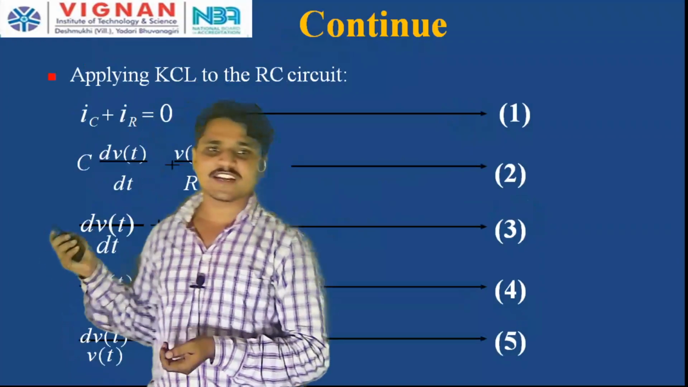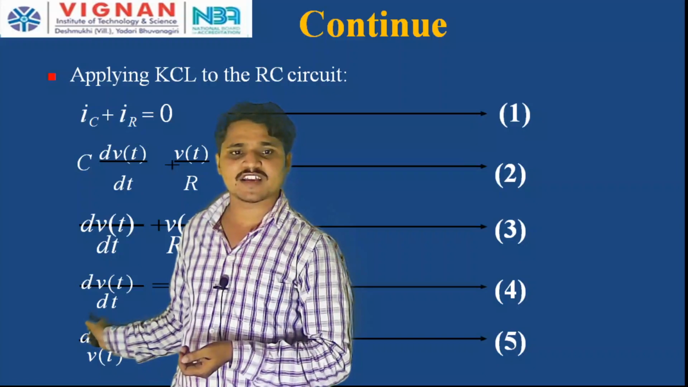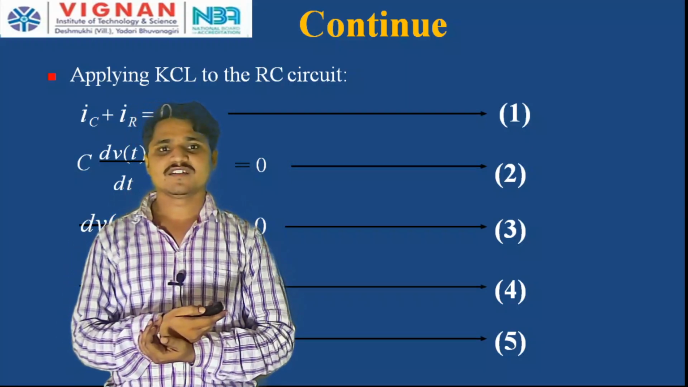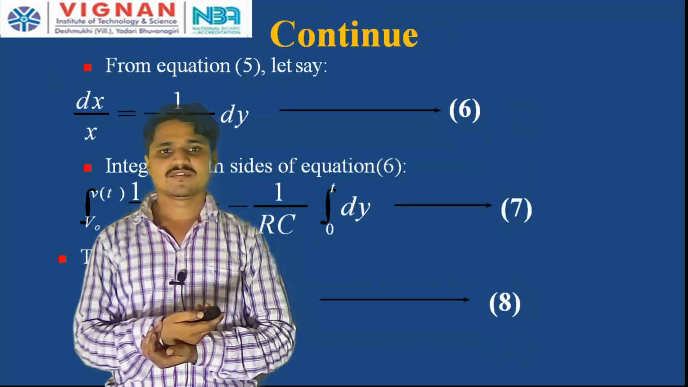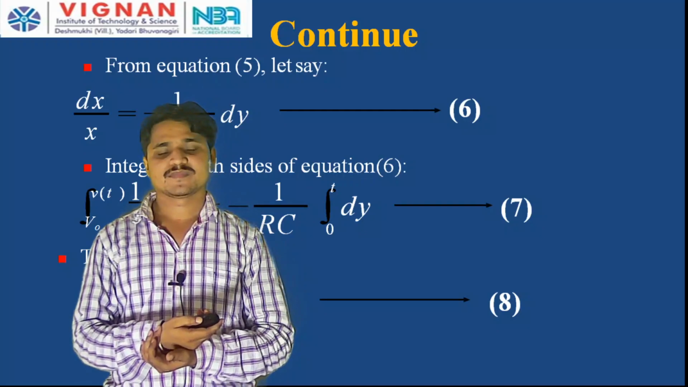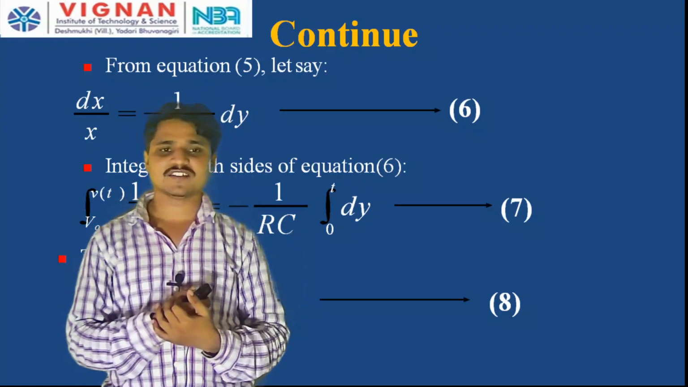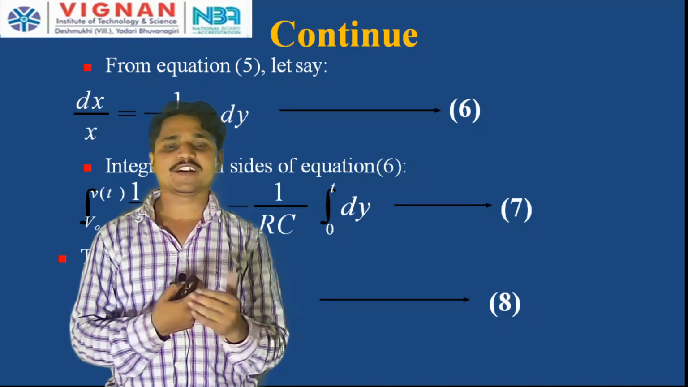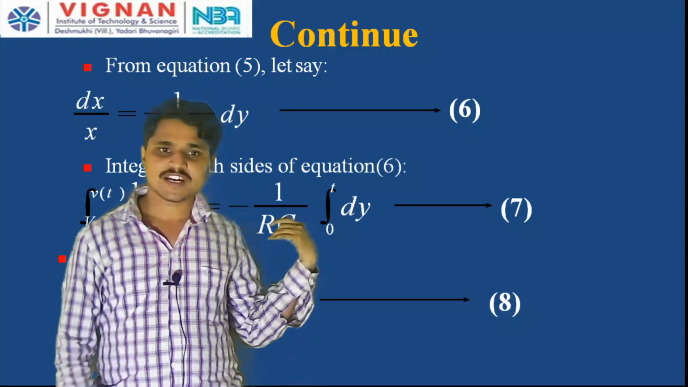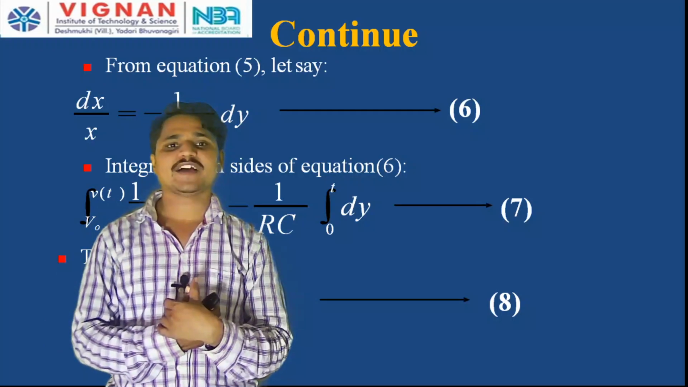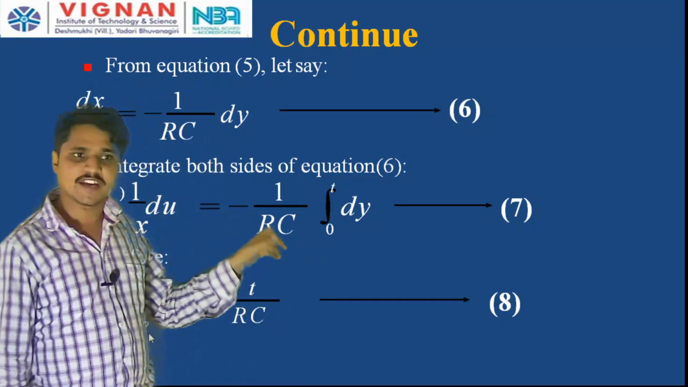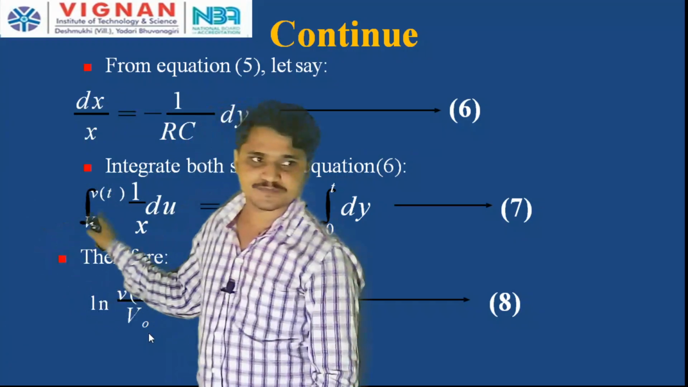As I have differentiation here, if you integrate on both sides, then integration and differentiation will get cancelled, and then it is easy to get. See here, integrate both sides of equation 6, as we discussed in the last class, how we determine the natural response of an RL circuit. Okay. So, the integral from V0 to V(t) of 1 by x dx is equal to minus 1 by RC into the integral from 0 to t of dy. This is equation 7. Okay.